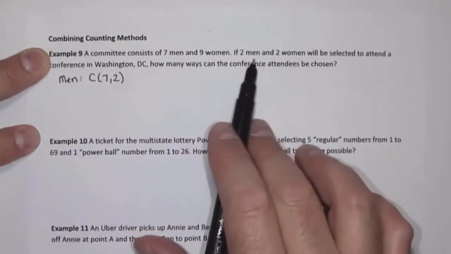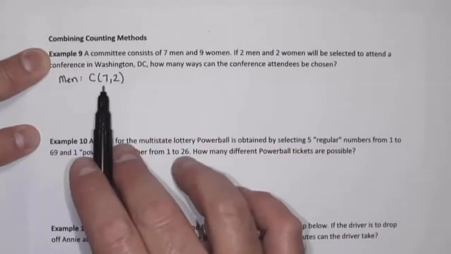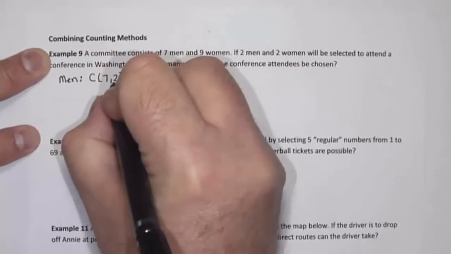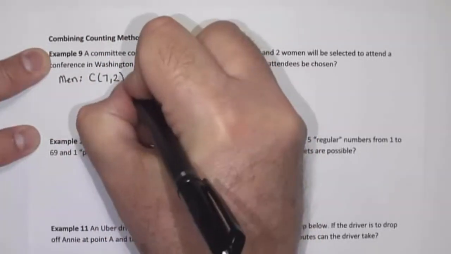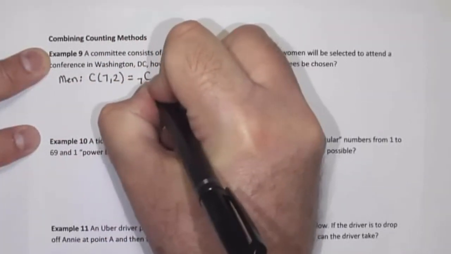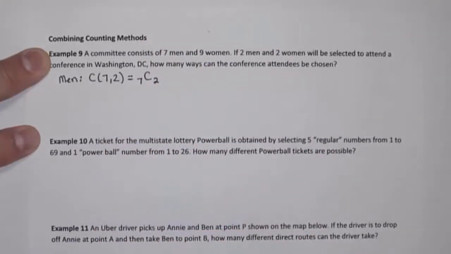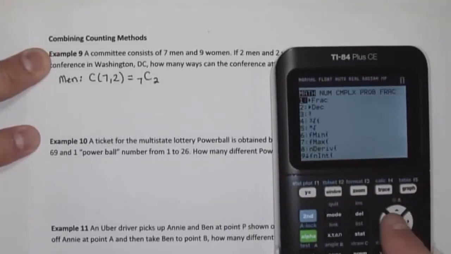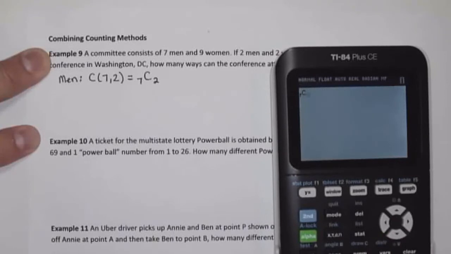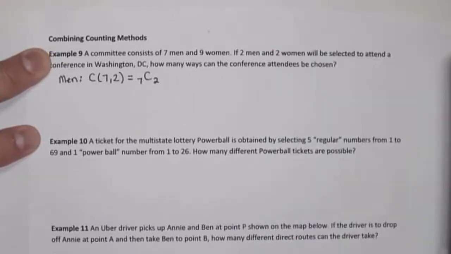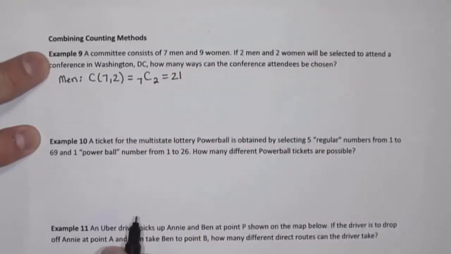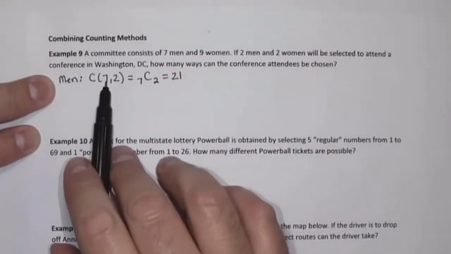Again, it doesn't really matter the order that the 2 men are picked, so that's what makes it a combination. We have 7 men, we're choosing 2 of them, and again, we could use our other notation if we wanted to. Now, I'm going to just use my calculator to calculate that. If I do 7, probability, combination, choose 2, that's 21. There are 21 different ways that we could select the 2 men out of the 7 men.